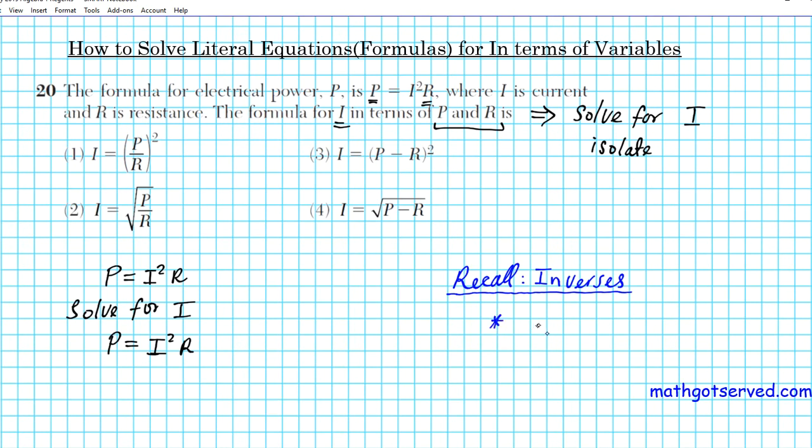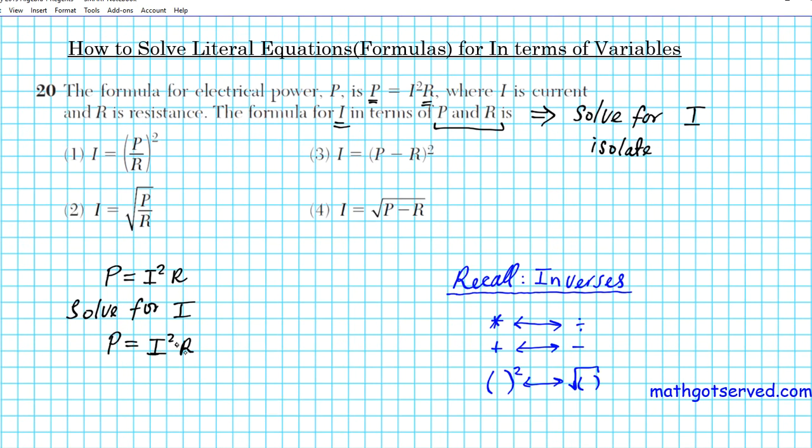For example, if you have multiplication, what can undo it? The inverse or opposite of multiplication is division. How about addition? If you want to undo addition, you use subtraction, and vice versa. To undo subtraction, you add. How about a quantity squared? The inverse of square is square root. So if you want to undo square, you take the square root, and if you want to undo square root, you take the square. Alright, so let's keep that in mind.